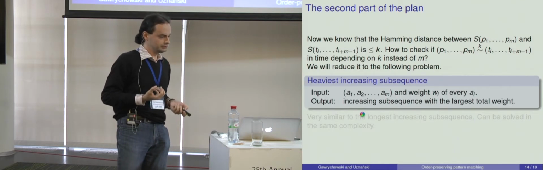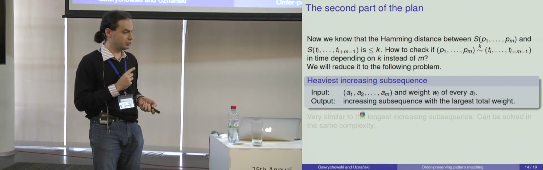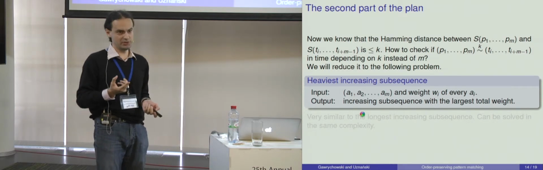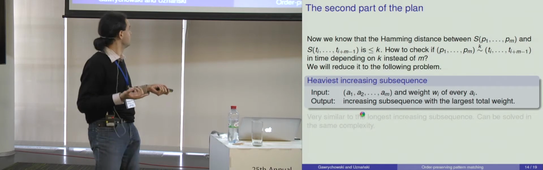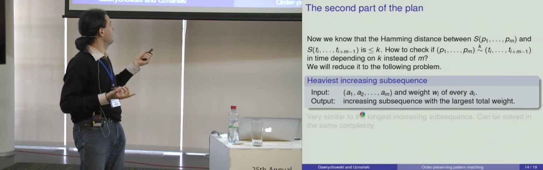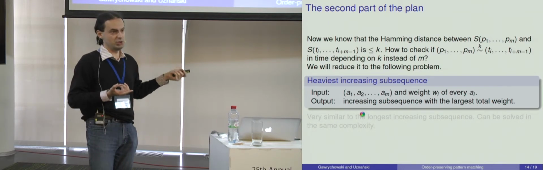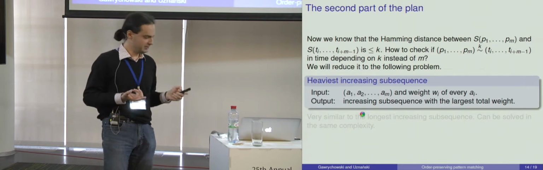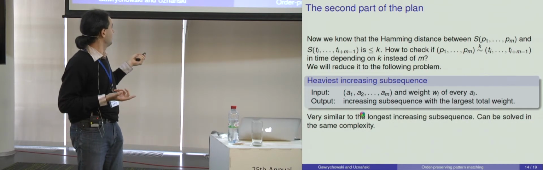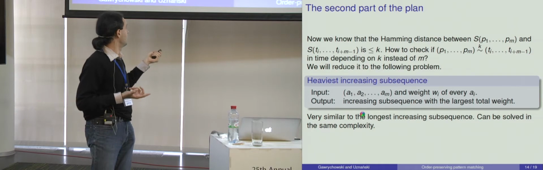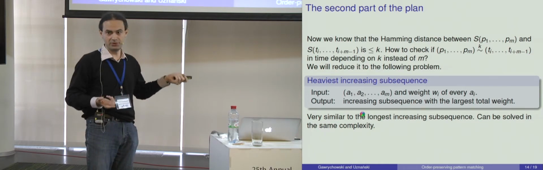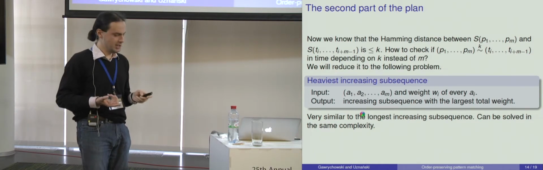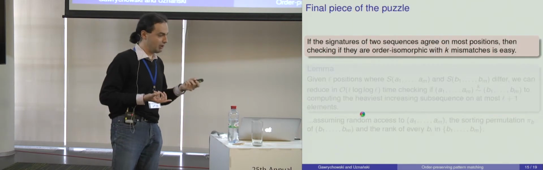Well, it turns out that you can reduce that to a generalization of the longest increasing subsequence, which we call heaviest increasing subsequence. So as you can guess, it's just the elements have weights, and you are looking for a subsequence with the largest weight. And that's the only difference. You can solve the problem in almost the same complexity as the longest increasing subsequence using the same methods, some binary search or balanced search trees. And how does the reduction work?